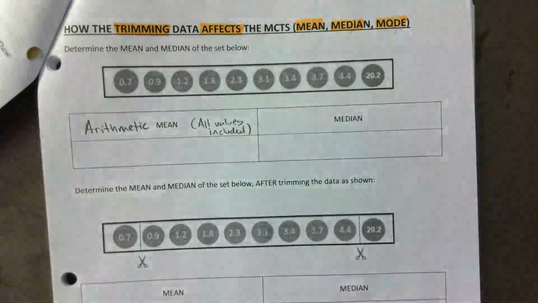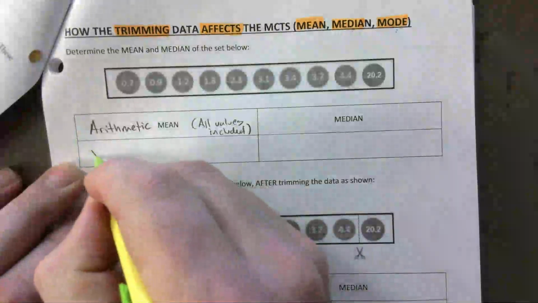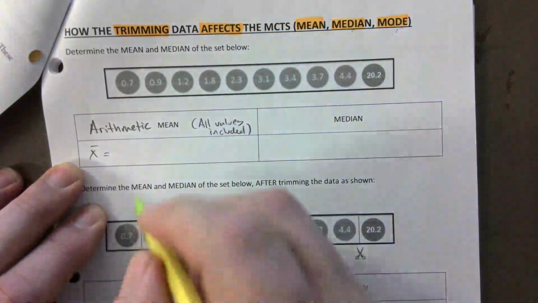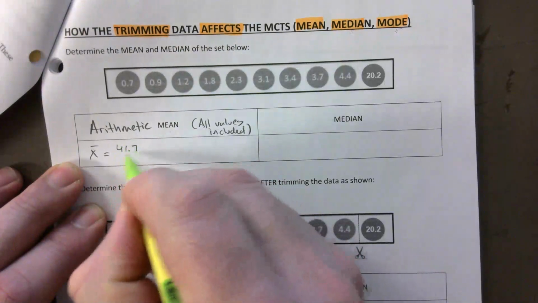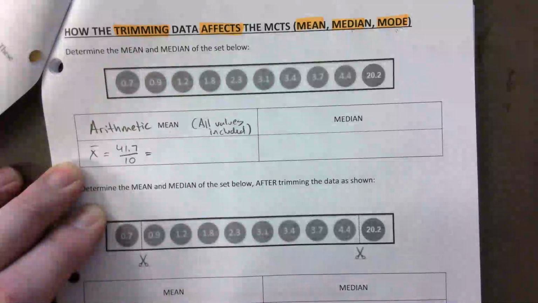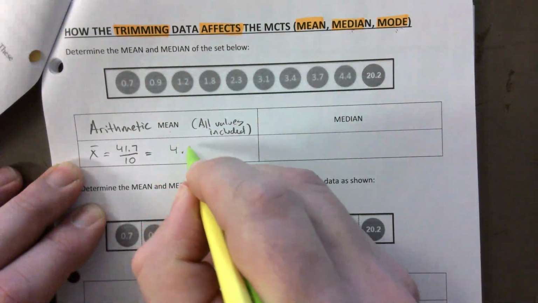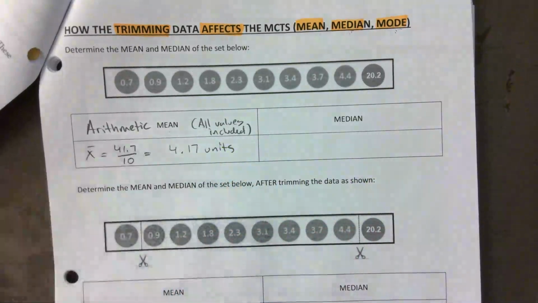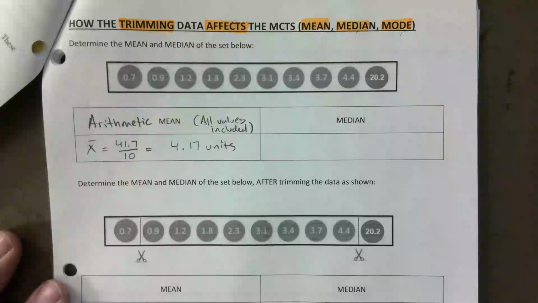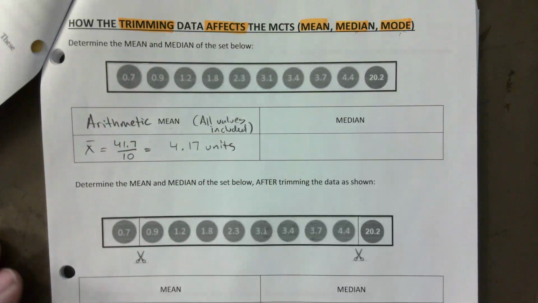And because I already know you know how to do it, you just copy this down, okay? So if you add everything up, you get 41.7 divided by 10. That's going to be 4.17 units. We don't know what the numbers represent in this case. We just have a bunch of values, so that's what we get.